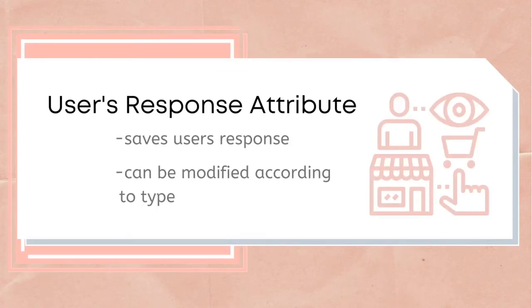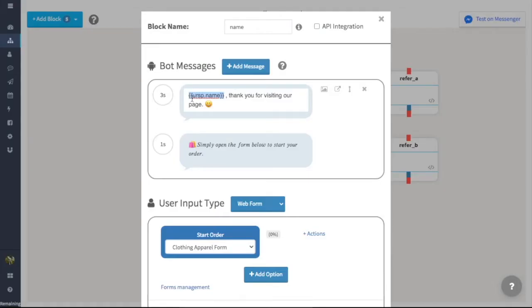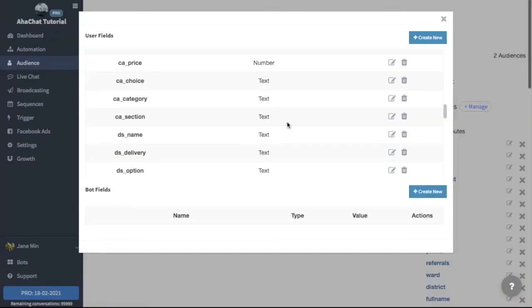Next, we have the user's response attribute. There are times when you want to use the user's response somewhere later in the conversation. So you have two ways of saving these attributes. First is by using a double bracket plus URSP.value, like URSP.name in this example, meaning this bracket will show the name your customer had entered. The second option is to use the audience menu. From here, click on manage and add the value name as well as the type, and I'll explain more about this one later.